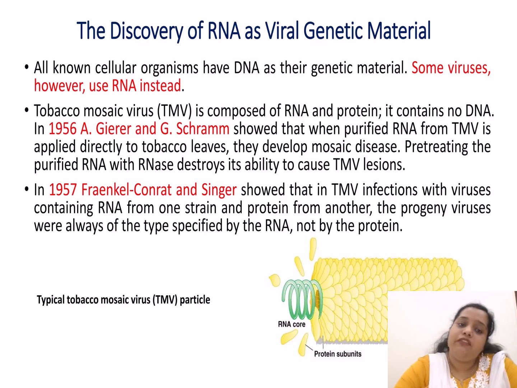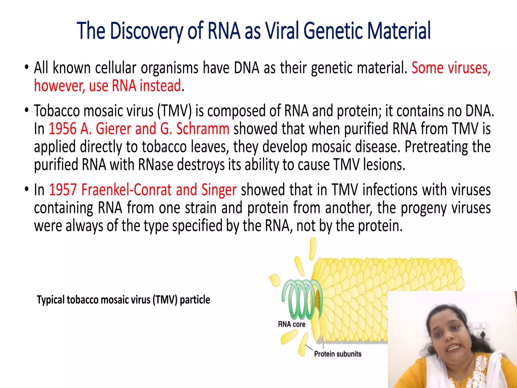In 1957, Fraenkel-Conrat and Singer showed that TMV infections with viruses containing RNA from one strain and protein from another strain produced progeny virus that were always of the type specified by the RNA and not by the protein. So that's how they concluded that it is RNA which is the viral genetic material, not the protein, which is responsible for carrying information to the next generation.